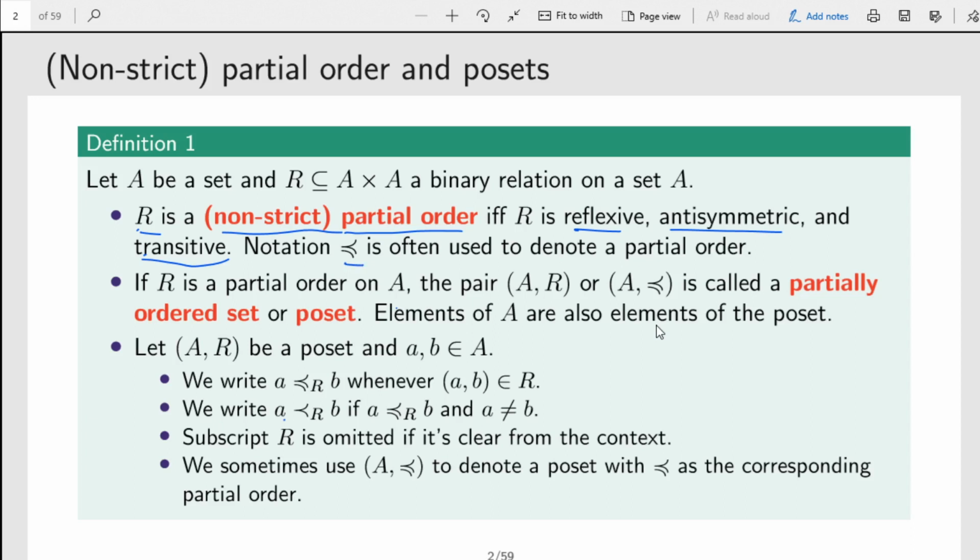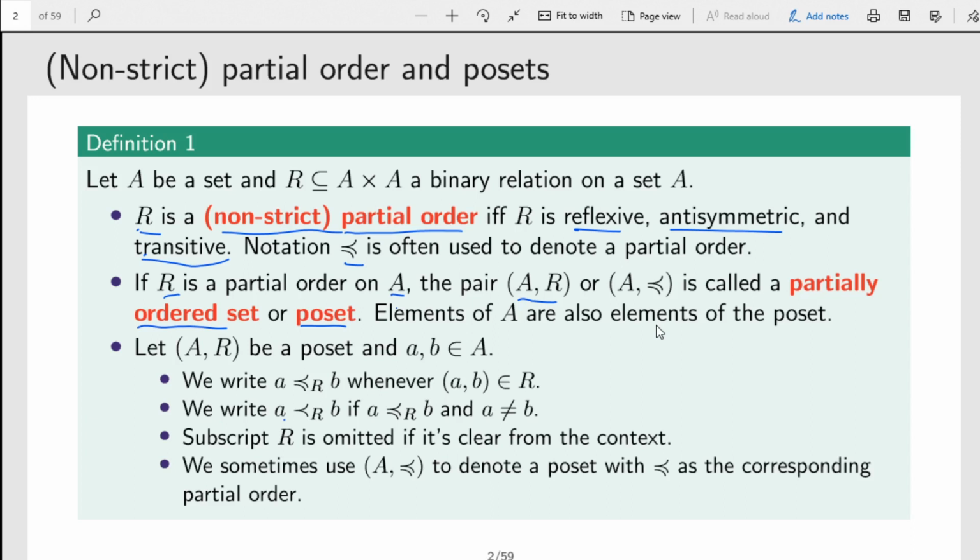Now, if R is a partial order on a set A, then the pair (A, R), so the set and the relation together, is called a partially ordered set, or poset. And elements of A are exactly elements of the poset. So when we consider a set together with a partial order on that set, then we have a poset.